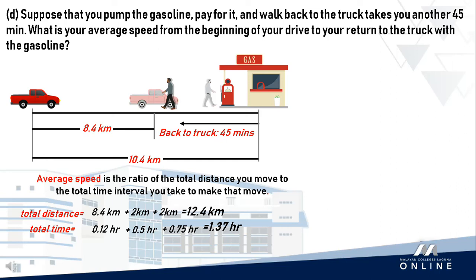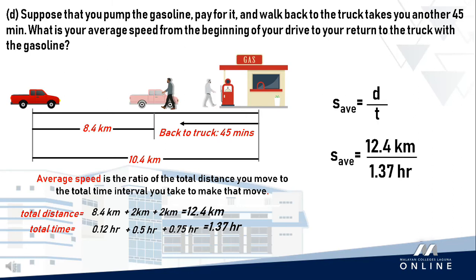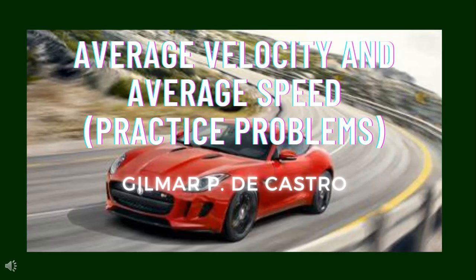From our previous equation, S average or average speed is equal to total distance over total time. We will substitute the values. And finally, we will get 9.1 kilometers per hour. And that is our final answer.